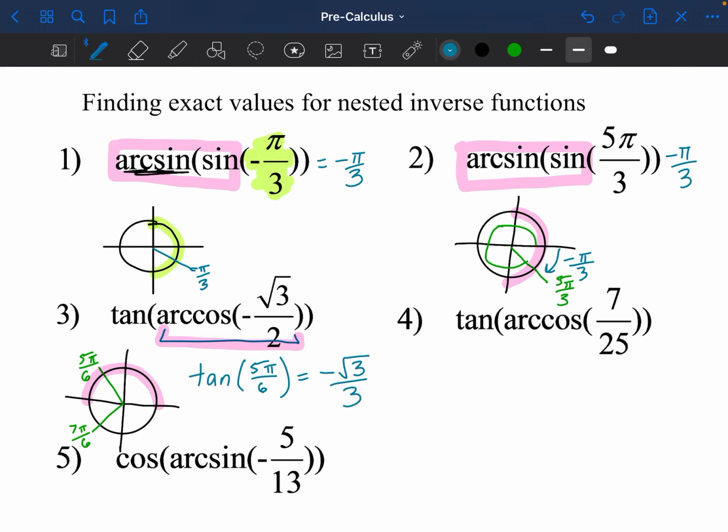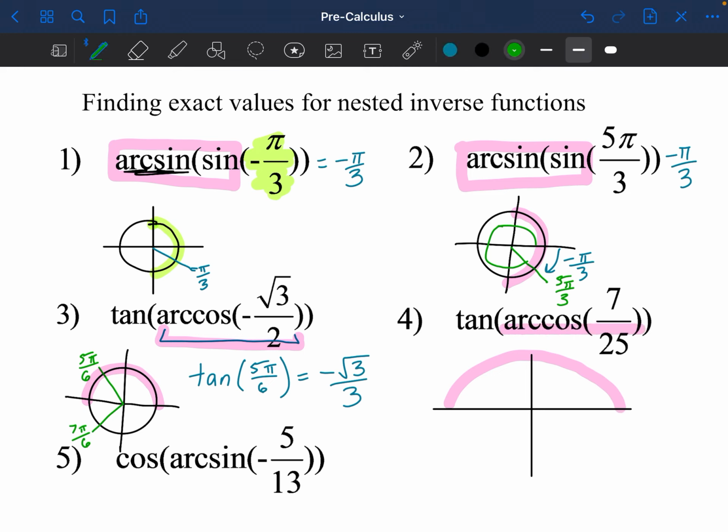The ones that are really fun are ones like number 4 and 5. So number 4, I'm looking at the inside just like normal. I'm looking at the arc cosine of 7 over 25. And I go to my unit circle. 7 over 25 is not in our unit circle at all. So this one's a little different. We're going to have to utilize our SOHCAHTOA. So go ahead and draw your coordinate grid. You can skip the circle, but we're looking at arc cosine. So we know we're looking in quadrant 1 and quadrant 2 because of the boundaries.